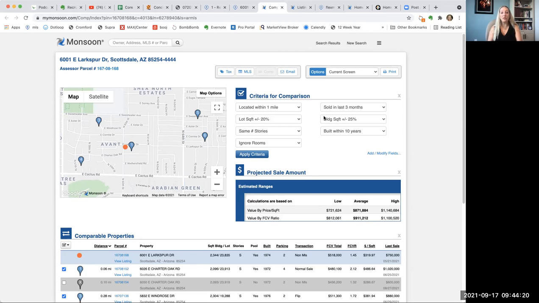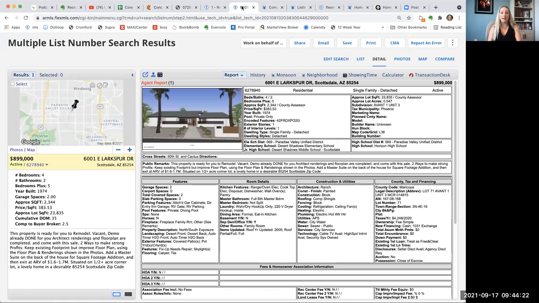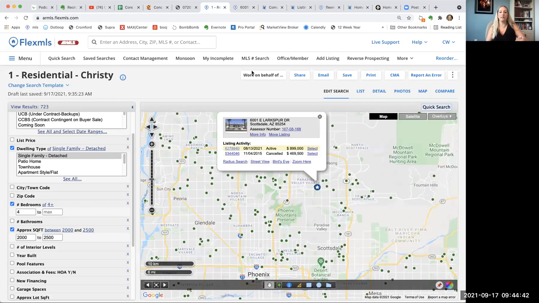The next step is to go into the MLS. So we're going to go back in and we're going to set up a search. It's going to be a custom search to compare this property. And what we're going to do is take the criteria that we have here and set it up on the search so that we can see everything else that's available. So in this case, we're looking at a 2,300 square foot property built in '74, and we're going to plug in this address. So here's where we can start.